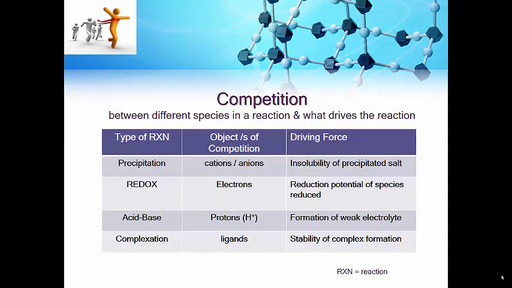So for precipitation reactions, we've got cations and anions, and the driving force is the insolubility of the salt that's being formed. Redox, we have electrons being transferred, and the reduction potential of the species is the driving force, so how likely is that species to give up or accept electrons. Acid-base reactions are similar, but they're talking about protons now. So it's how strong that acid is or how strong that base is, and how likely is a proton transfer to occur. Okay, and so remember there's those weak and strong acids and bases.